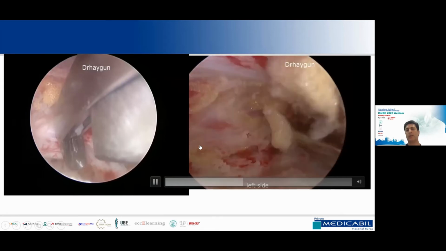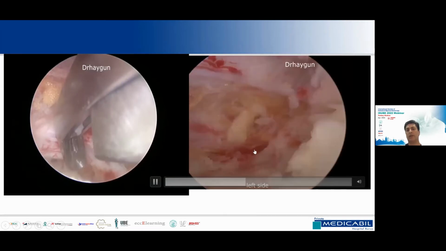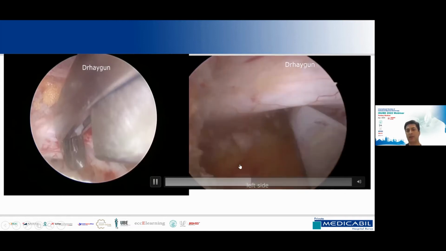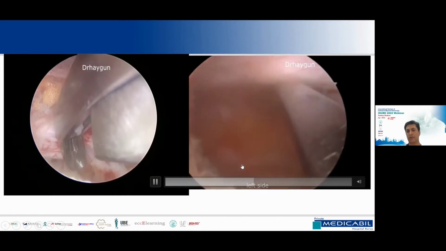Yes, the ipsilateral traversing nerve root, the ipsilateral exiting nerve root here. You see, the exiting nerve root.